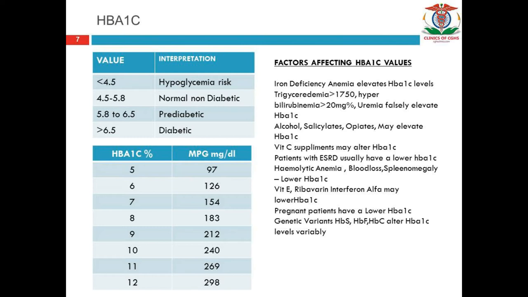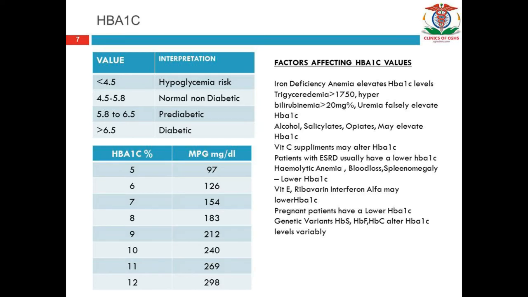In fact, HbA1c is not a very good investigation in pregnant patients. Only in the first trimester can we rely a bit on HbA1c. Otherwise, in pregnancy, OGTT is the diagnostic investigation, and we have to monitor blood glucose. In fact, self-monitoring of blood glucose is the mainstay of monitoring in pregnant patients. Then these genetic variants, HbS, HbF, HbC, variably alter the HbA1c. So when the values of HbA1c and fasting and PP do not tally, we have to look for these factors which we just talked about, whether these conditions are present in the patient.